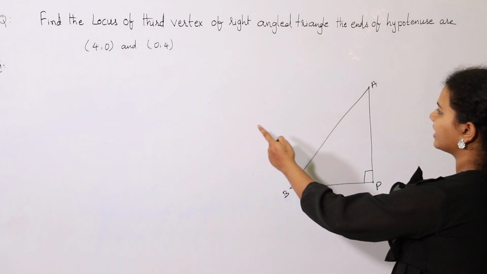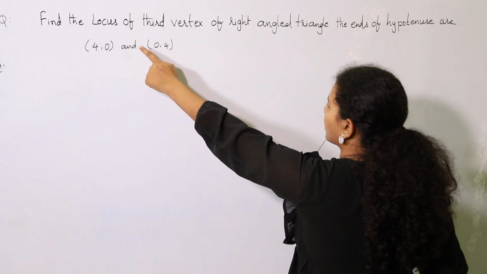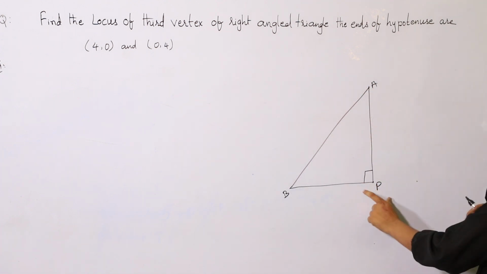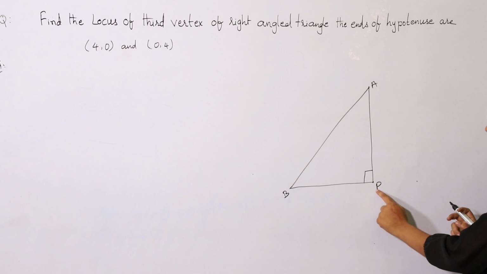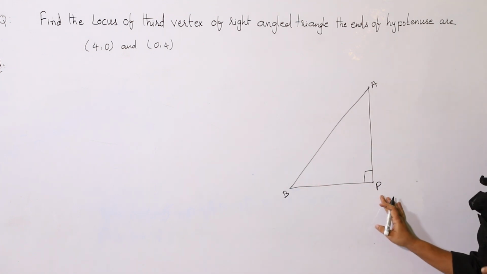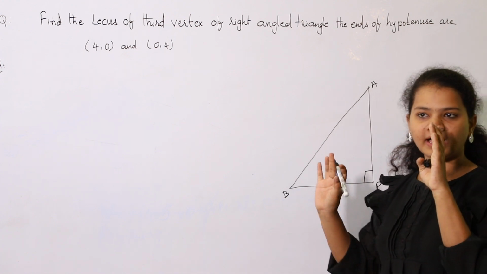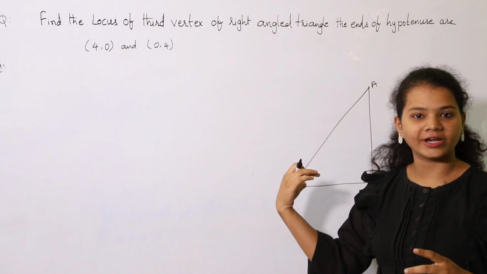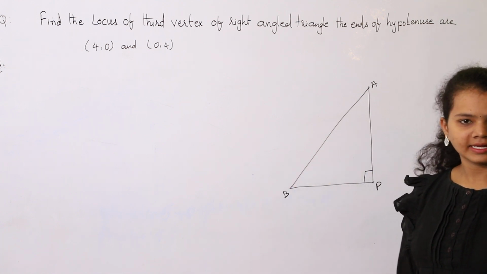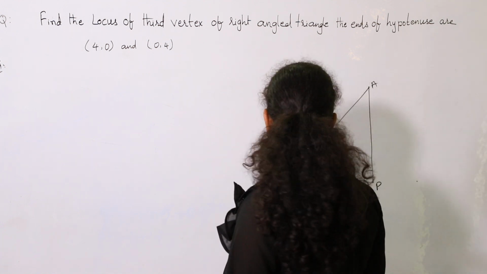As in the given question, they have asked us to find the locus of the third vertex. So this will be the third vertex, where the angle is right angled at point P. So P will be the locus of this given triangle. Clear? P will be the locus.